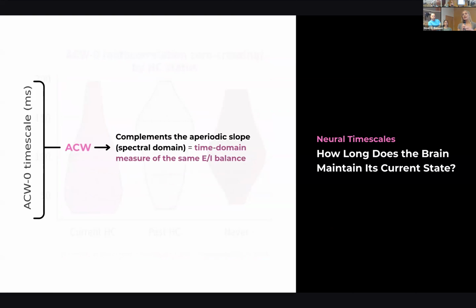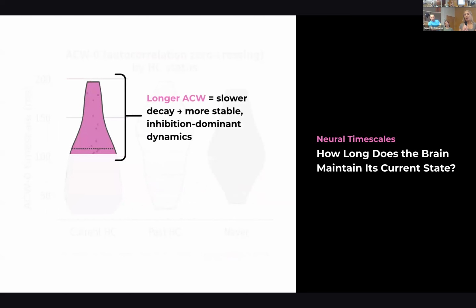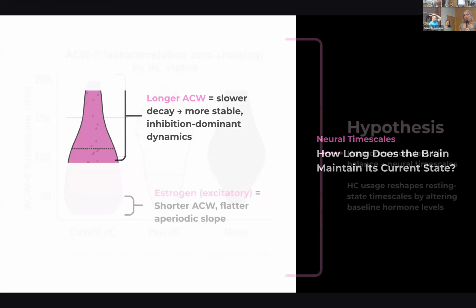Cool. Yeah, so this is a complementary metric to the aperiodic slope because it's basically just the time domain metric of the same EI balance. And so a shorter autocorrelation window is driven by faster dynamics or more excitable, rapidly changing states, whereas a longer autocorrelation window is more slow, stable dynamics, driven more by inhibition.